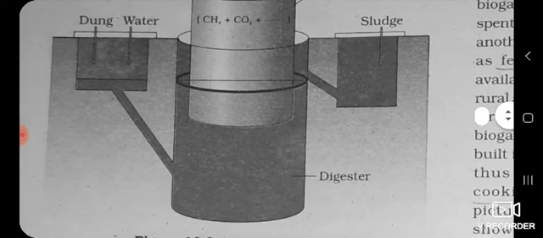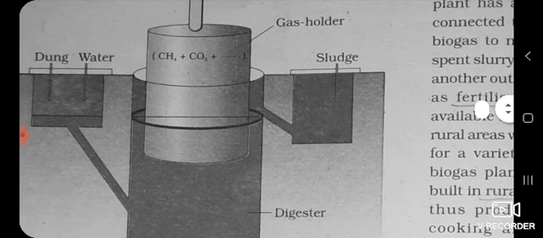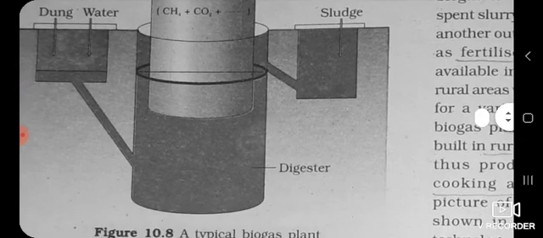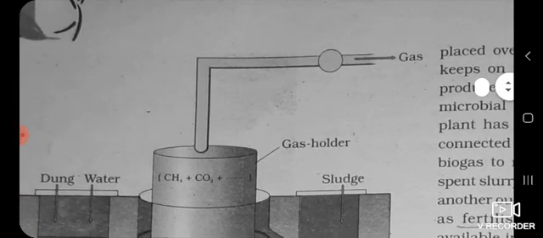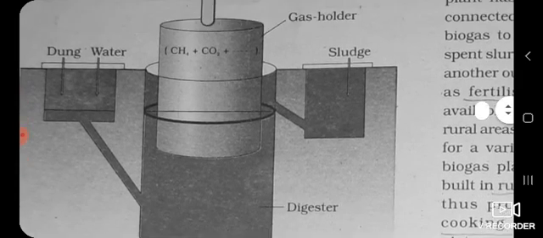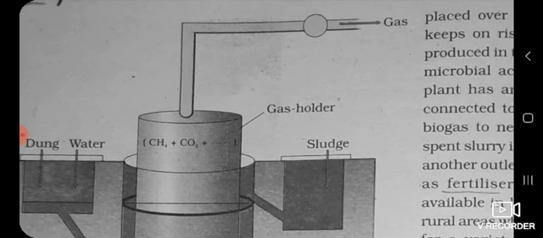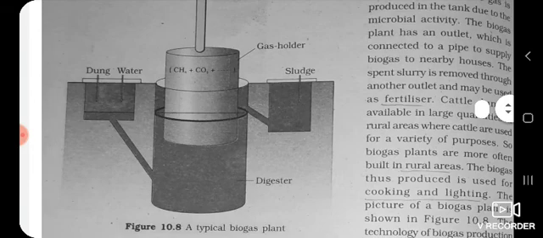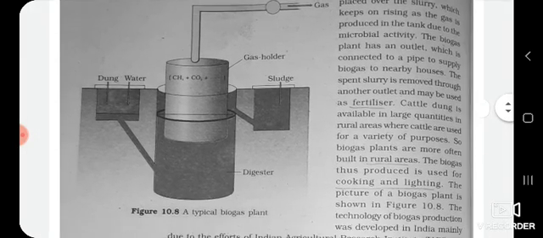Then to this digester one pipe is attached which carries the dung mixed in water. On another side the digester is also connected to the sludge outlet, and there is an outlet given from the gas holder which carries the gases. So this is the biogas plant. We have already discussed this for our state board syllabus.